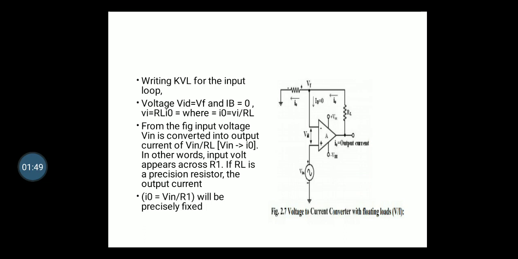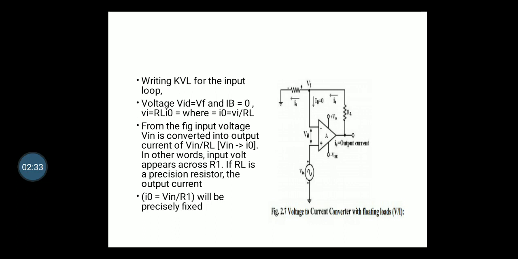Look into this diagram. Here the voltage to current converter has a load RL which is floating, not connected to ground. The input voltage is applied at the non-inverting terminal and the feedback voltage across R1 drives the inverting input terminal. This circuit is also called a current series negative feedback amplifier because the feedback voltage across R1 depends on the current IL and is in series with the input difference voltage.